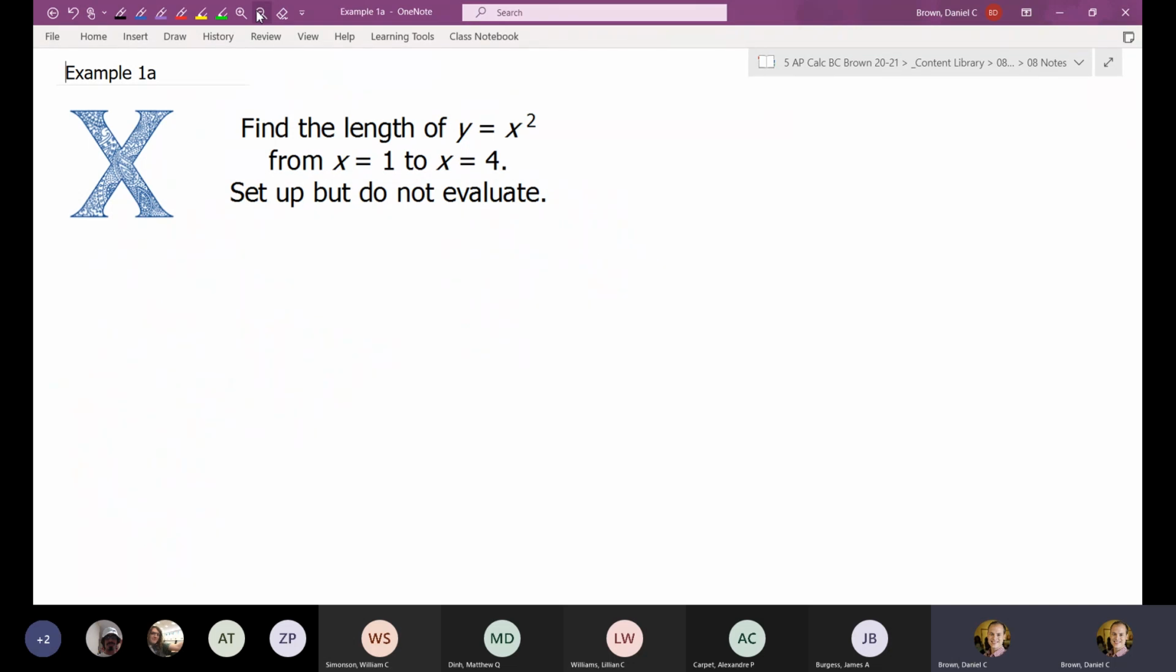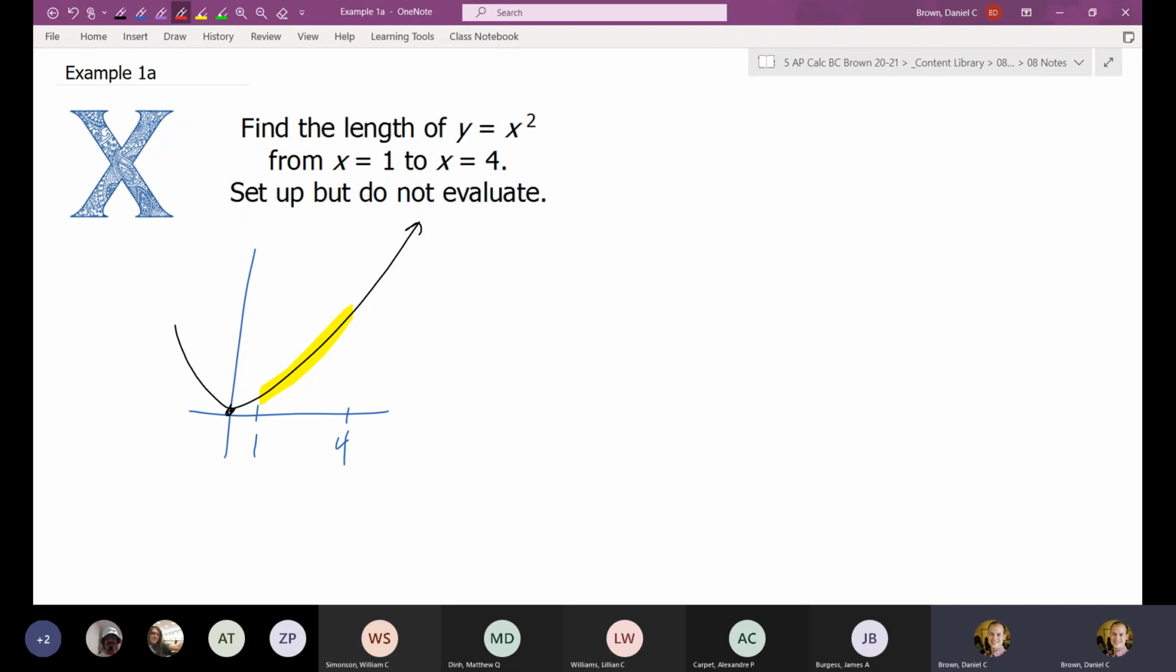We want to find the length of the function y equals x squared. So we actually want to find the actual length of that curve that we would sketch from x equals 1 to x equals 4. If I just draw what that graph looks like, and again, we're just going from 1 to 4, I know this is my basic quadratic, and we want to find the length from 1 to 4. So that part that I have highlighted is what we want to find the length of.